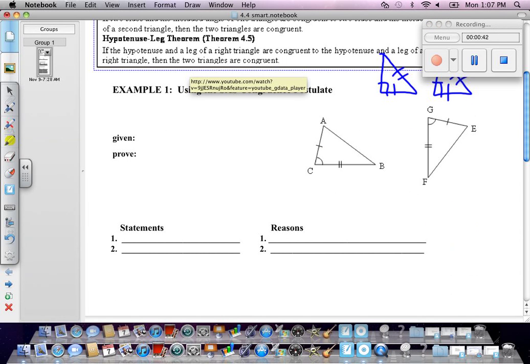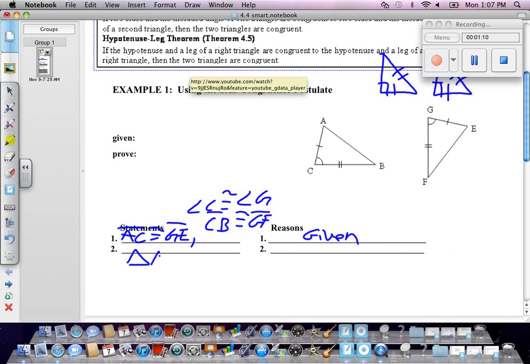So what out of this diagram do I have? I know side AC is congruent to what? G. I also know that angle C is congruent to what angle? G. And I know side CB is congruent to? And those are all given. So now what do I have? I have that the two triangles are congruent by what? There we go.